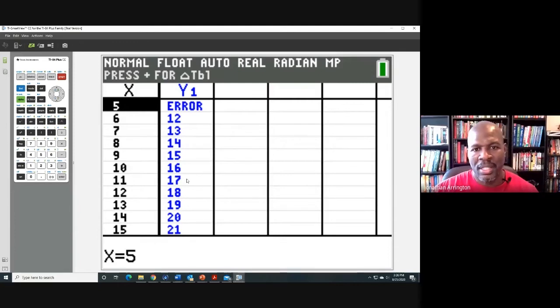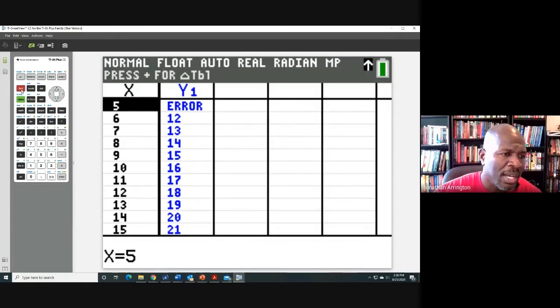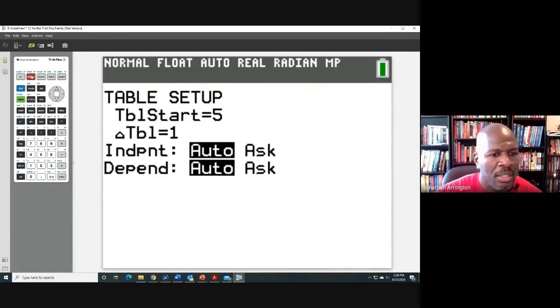In lesson number 3, you'll understand why that's happening on this particular problem, because we're going to revisit this problem in lesson number 3. But for right now, just trust me that the delta table refers to the x values. Here the x values are changing by 1. So I want to address this arbitrarily close issue. Again, arbitrarily close means very close.